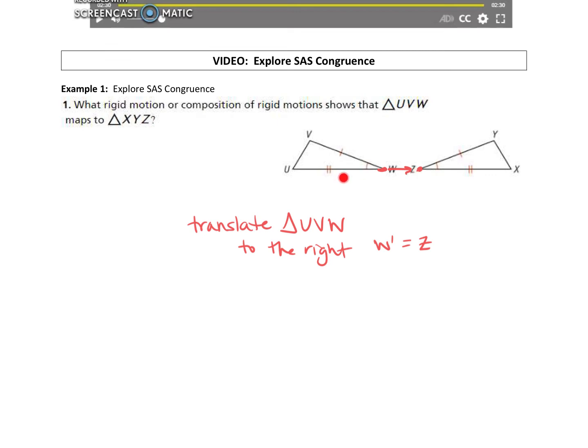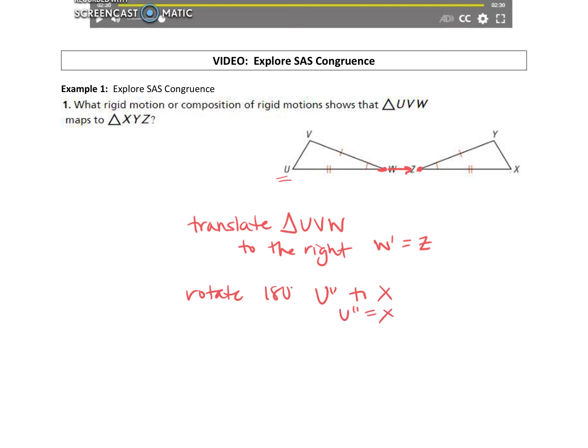Now we can rotate this around until W prime U prime maps to XZ. So we'll do a rotation, and that's a 180-degree rotation. So next we'll rotate 180 degrees, and let's say at this point, once that's mapped over, that's a U double prime, we want it to map to X. So U double prime will be where X is.